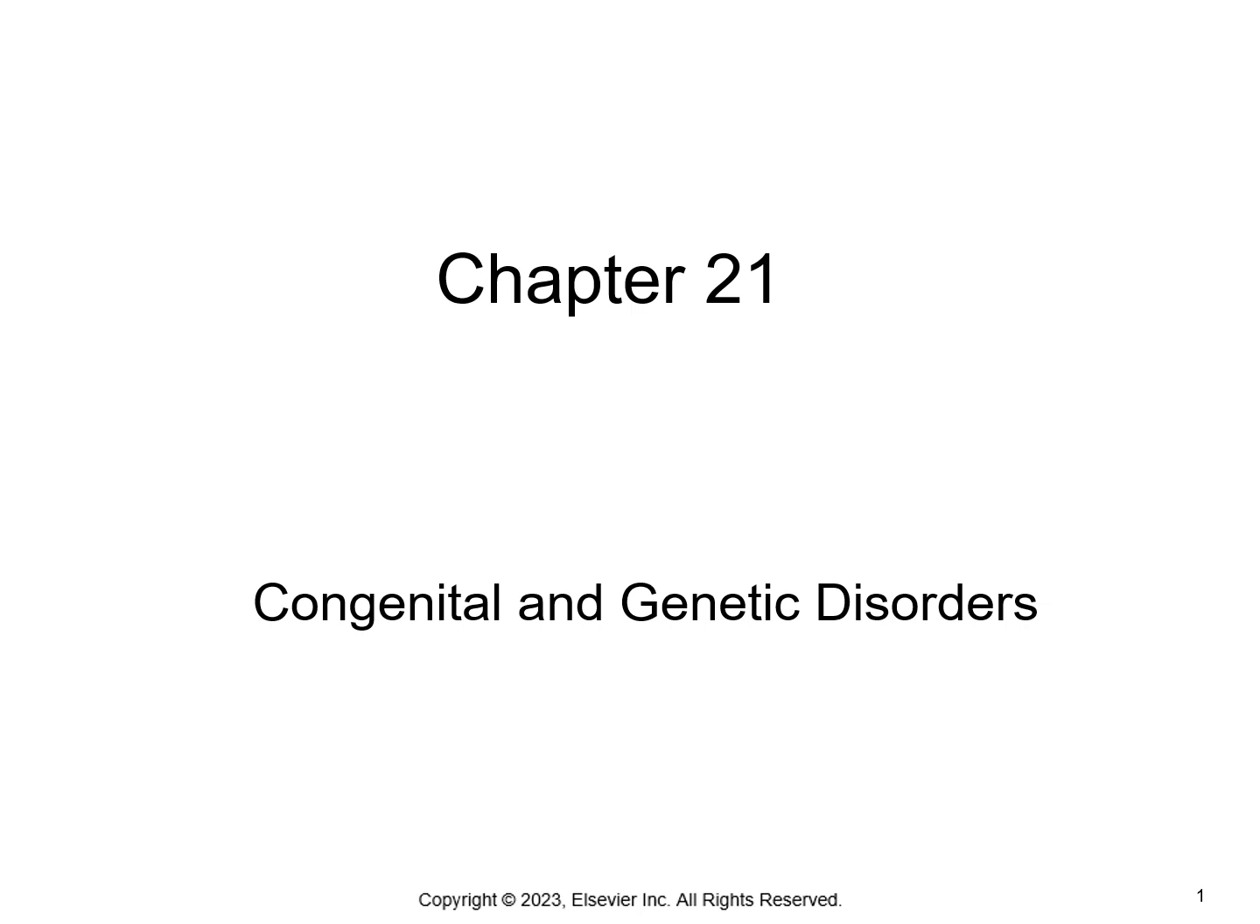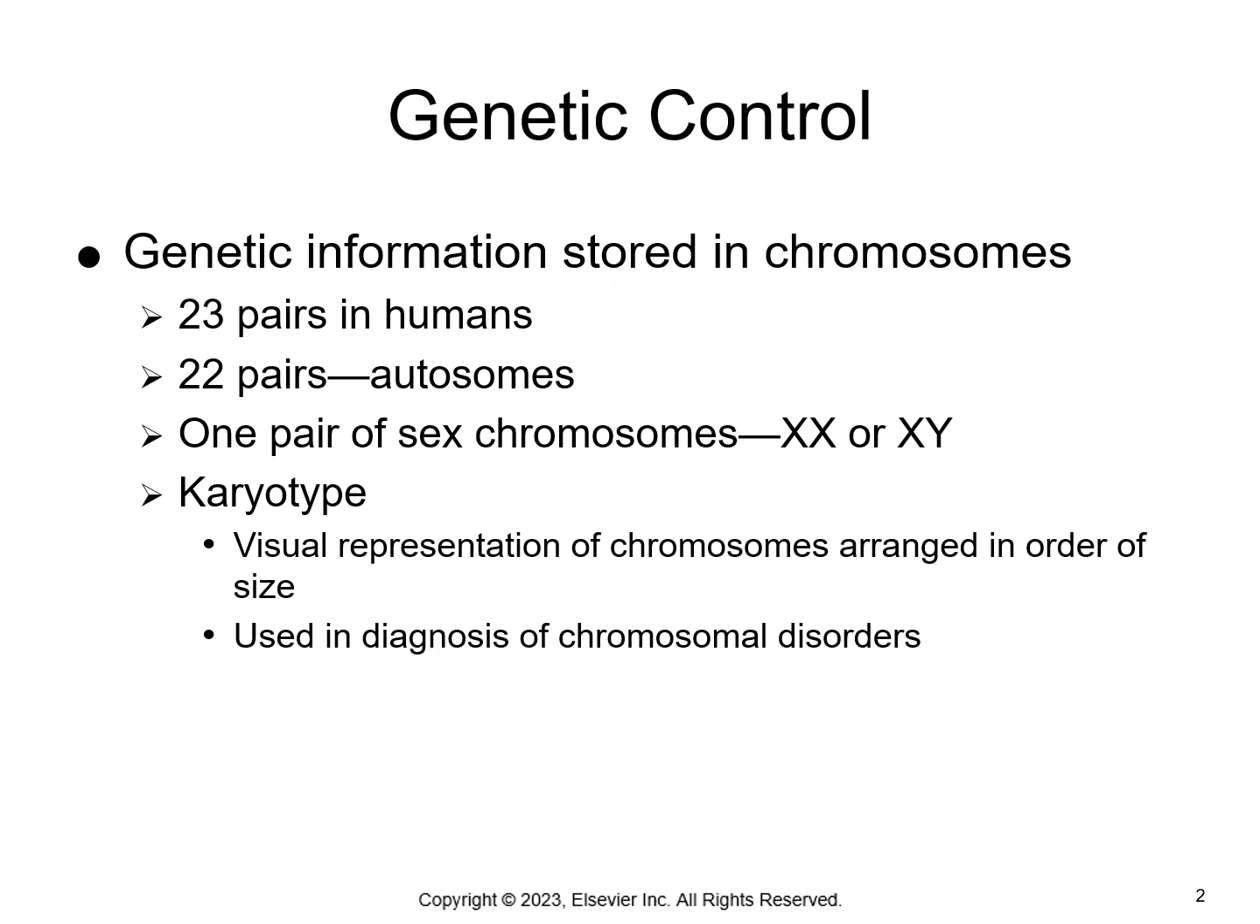Chapter 21 is over congenital and genetic disorders. The genetic information for each cell is stored on chromosomes. Humans have 23 pairs in each cell. 22 pairs are autosomes and they're numbered, and the 23rd pair is the sex chromosomes. Males have XY and females have XX.